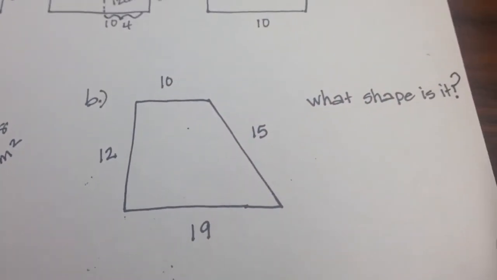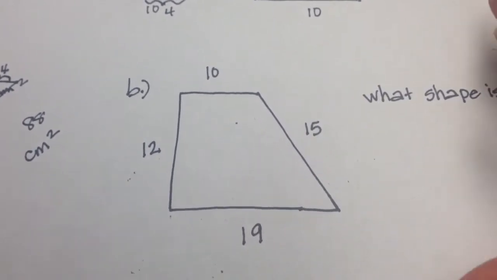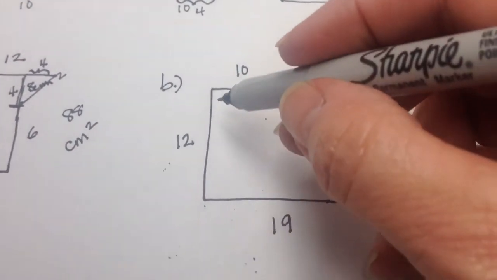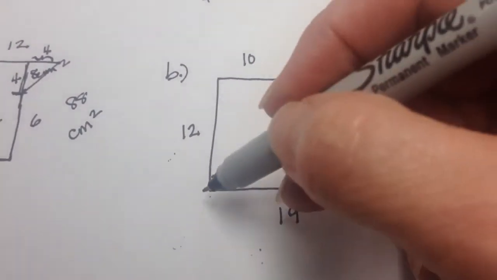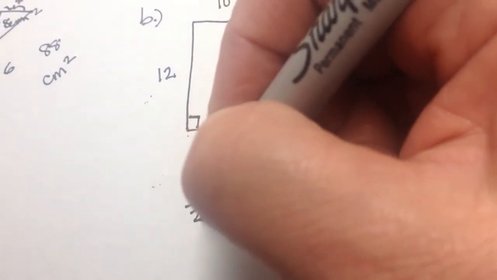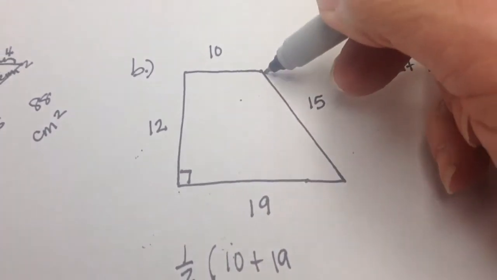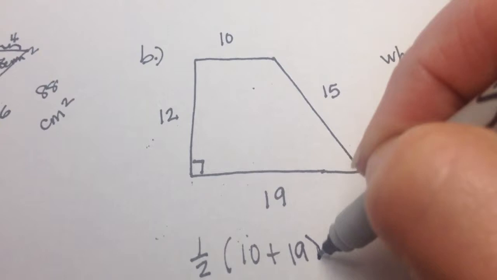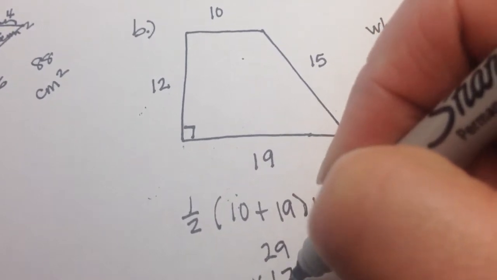All right, now look. Whoa, whoa, whoa. What shape is this? It only has 4 sides, only 2 parallel. It's a trapezoid. Okay, remember, we're going to take half times the height. This is the height. And we know that because it would have a little sign like that telling us this is perfectly perpendicular. So we know that is straight. All right, so let's write the formula. Half times 10 plus 19, because those are our 2 bases, or our 2 parallel lines, times a height of 12. All right, so that's going to be 29 times 12.